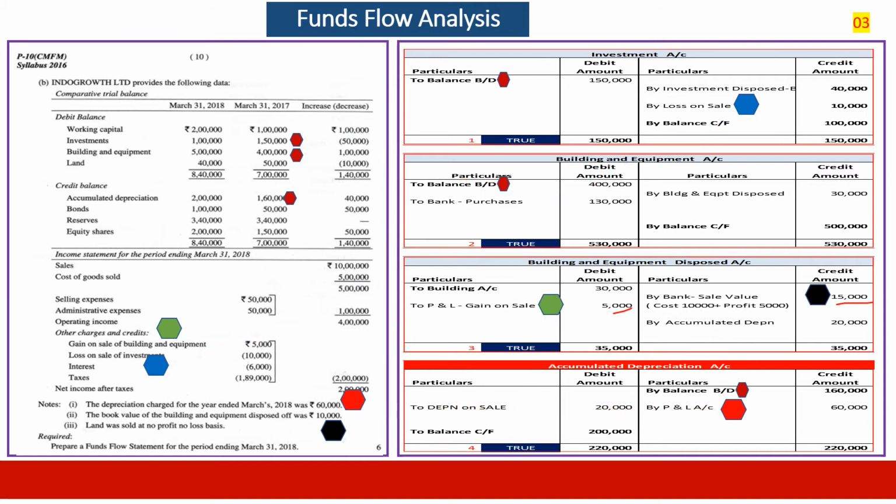Now we just remove the links for clarity. Now what happens? Out of accumulated depreciation, opening balance, closing balance, depreciation charged during the year, there is a balancing figure. This is nothing but depreciation in respect of sales. Now this depreciation in respect of sales has to be posted in building and equipment disposal account. When we post it there, we realized 15,000, depreciation is 20, and profit and loss was 5,000.